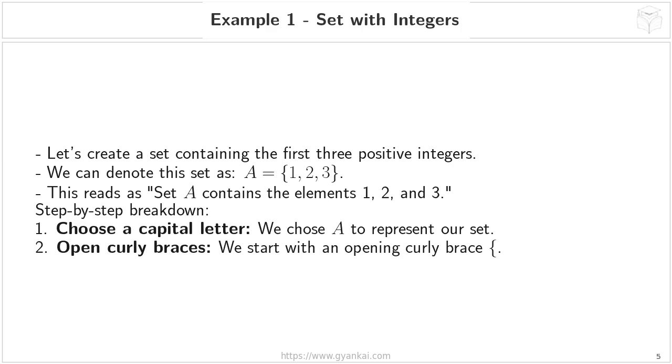Third, we listed the elements. The elements are the individual items that belong to the set. Here, those elements are the numbers 1, 2, and 3. And importantly, we separated them with commas. Each comma tells us we're moving on to the next distinct element.